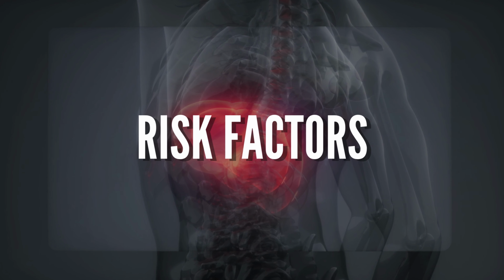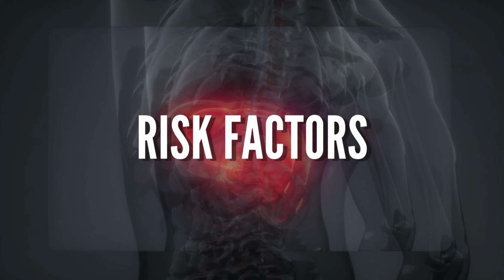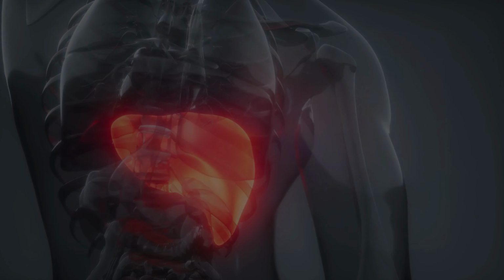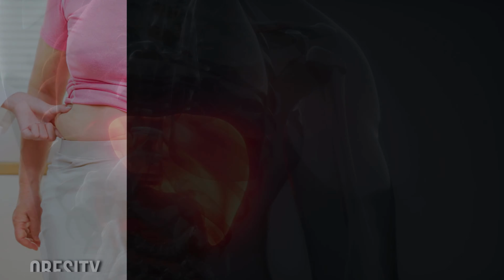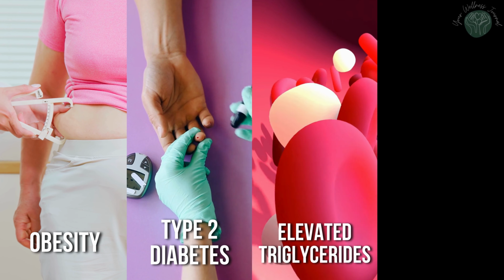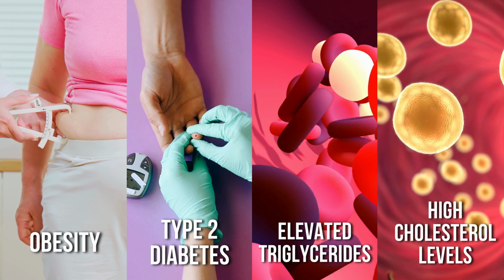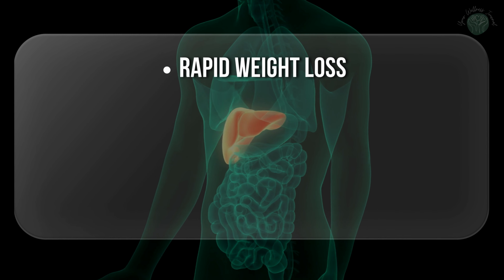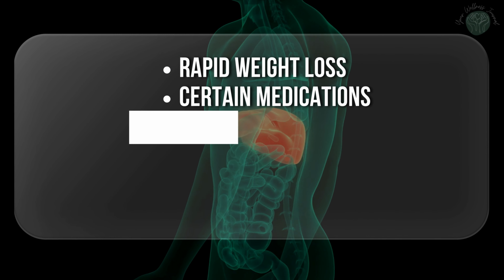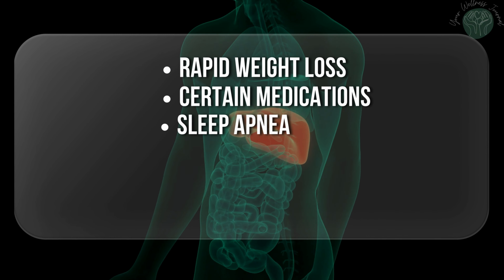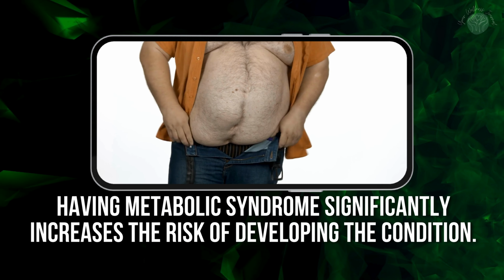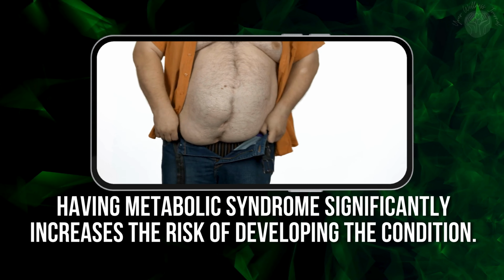Risk factors. There are several factors that can predispose you to having this condition. For instance, it is strongly associated with various metabolic conditions like obesity, particularly if you have excess weight around the waist. Type 2 diabetes, elevated triglycerides, and high cholesterol levels. In addition, contributing factors also include rapid weight loss, certain medications, having sleep apnea, polycystic ovary syndrome, and thyroid dysfunction. Having metabolic syndrome significantly increases the risk of developing the condition as well.